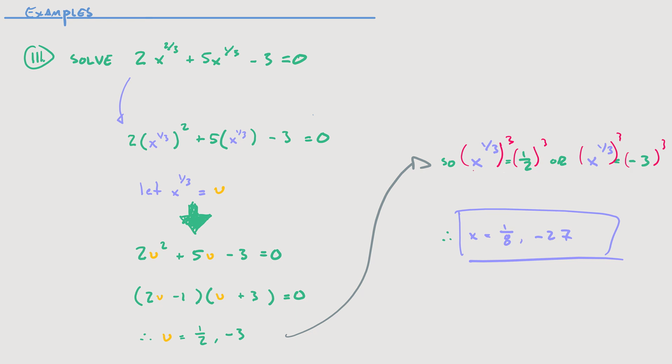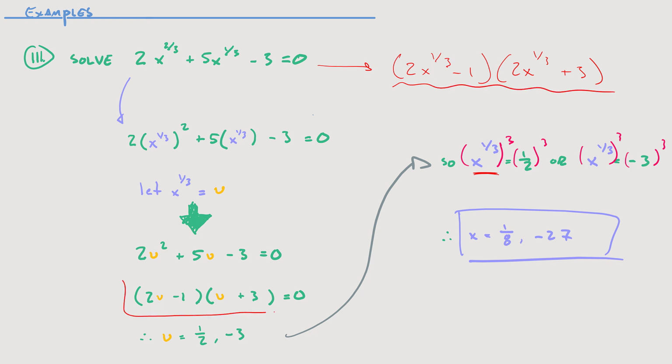Now, because you can just jump to here, you could bypass the whole having to use U. Technically, this factors into 2x to the 1/3 minus 1 and 2x to the 1/3 plus 3. So you could technically bypass the whole U substitution thing, but that looks kind of complicated. This looks pretty simple. So I think stick with U substitution and then just remember, well, wait a minute, U represents x to the 1/3.